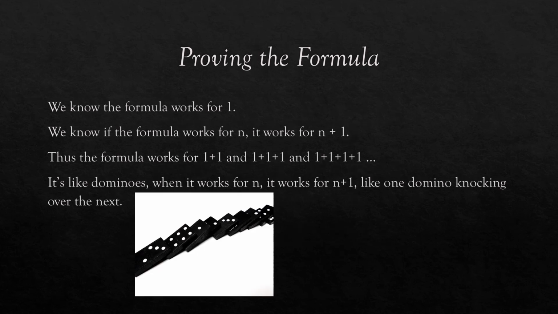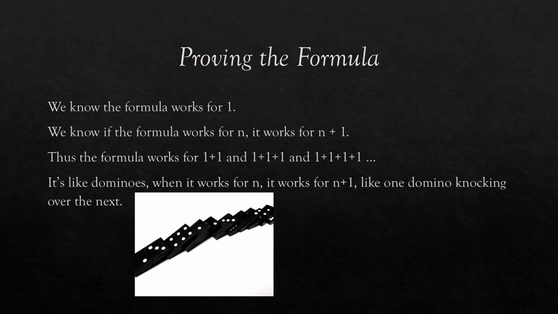Now that we know our formula works for our initial condition 1, and that if the formula works for n, it works for n plus 1, we can prove that the formula works for all numbers. We can see that since the formula works for 1, the formula will work for 1 plus 1, and 1 plus 1 plus 1, and 1 plus 1 plus 1 plus 1, and this sequence will just carry on. It's kind of like dominoes knocking each other over, in that if our formula works for n, it will work for n plus 1, like how when a domino gets knocked over, it knocks over the next domino.